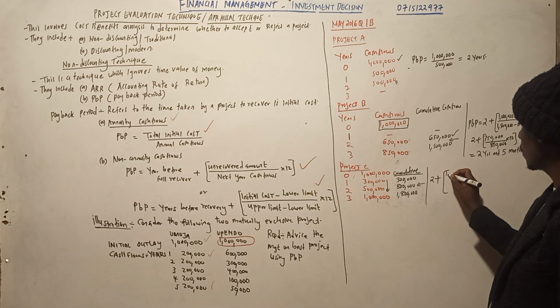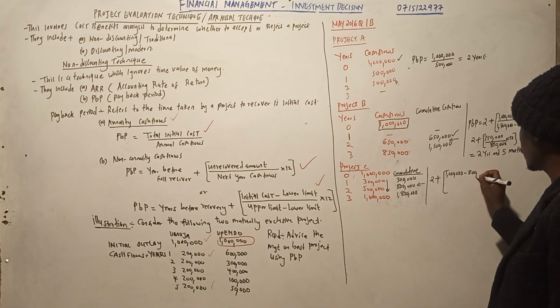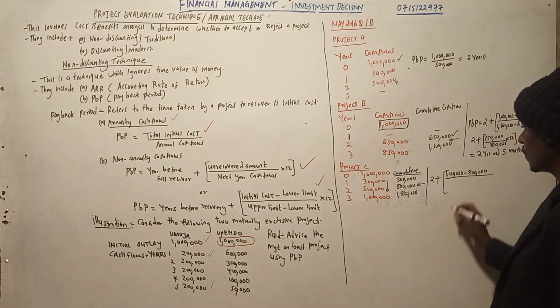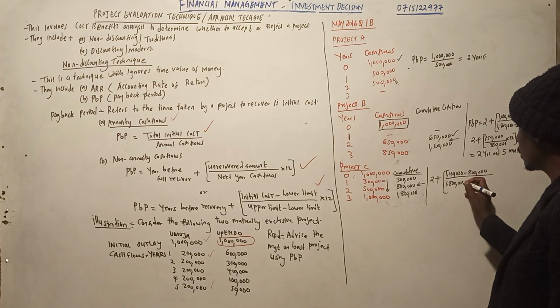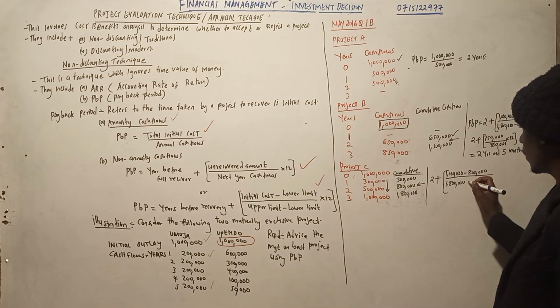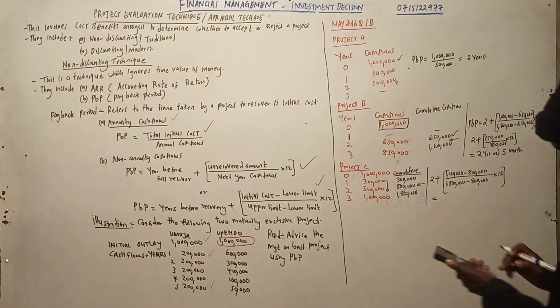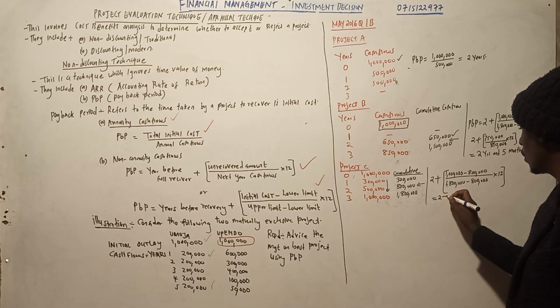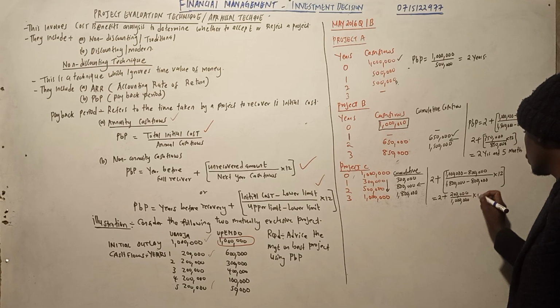The cost is 1 million. We less the lower limit, which is 800,000, over the upper limit 1.8 million minus the lower limit, which is 800,000, times 12. So how many years will it be? So this one will be 2 plus 200,000 over 1 million times 12.